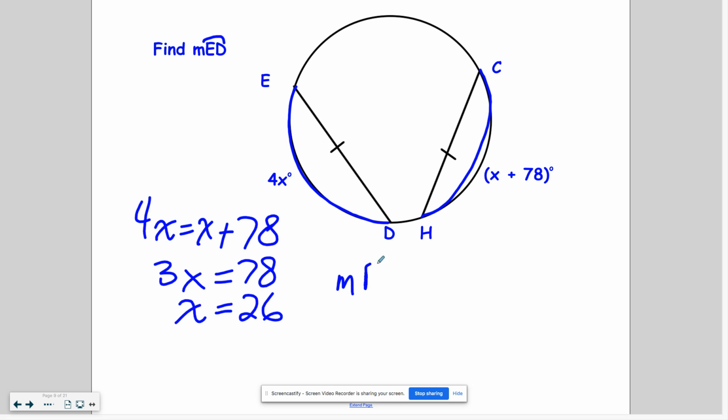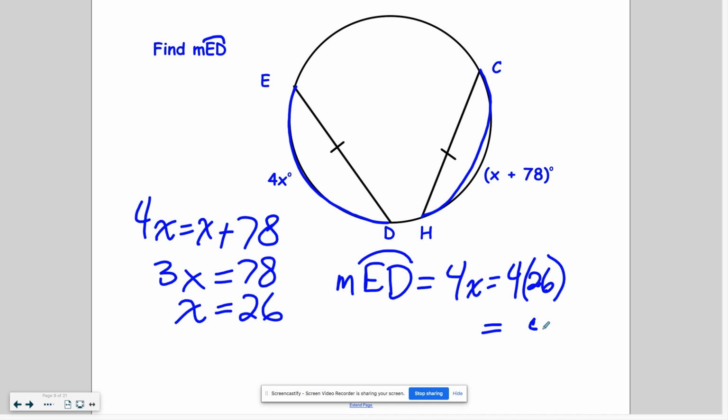So the measure of arc ED is 4X. But we know X is 26. So 4 times 26 is 104, sorry. Now keep in mind, this is degrees. It's an arc. It's not inches or centimeters or anything like that. It's degrees that we're talking about. So if there was a central angle, that central angle would be 104 degrees.